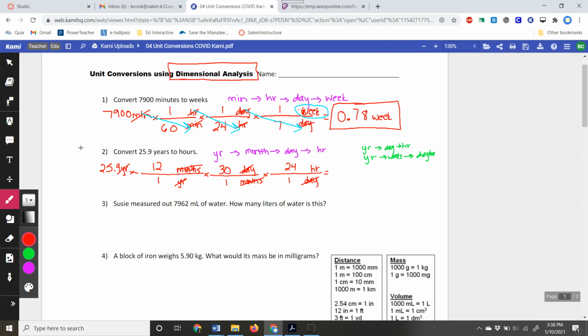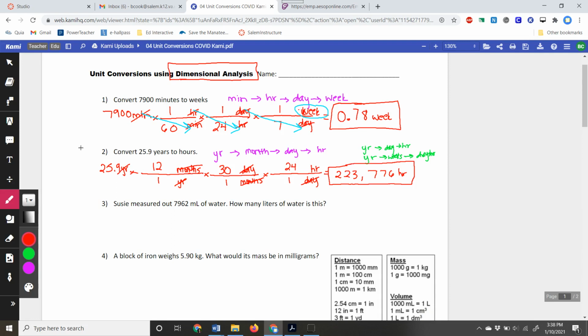I'm going to do 25.9 times 12 times 30, because it's in the numerator, times 24, because it's in the numerator. And I'm going to get an enormous number, 223,776, and my unit will be hours. So that's an incredible number of hours that will be in 25 years.